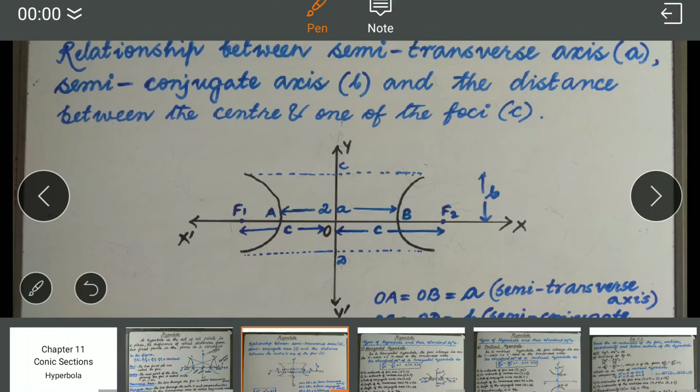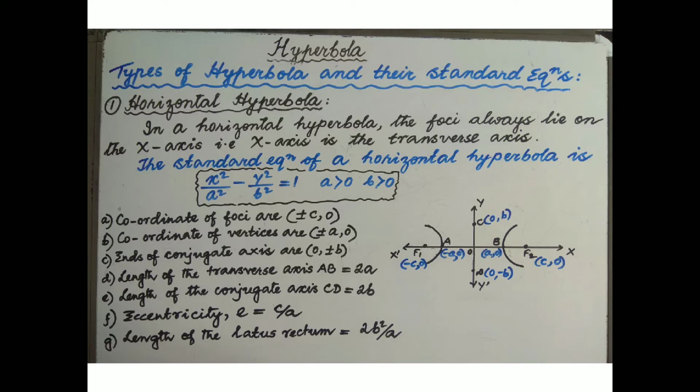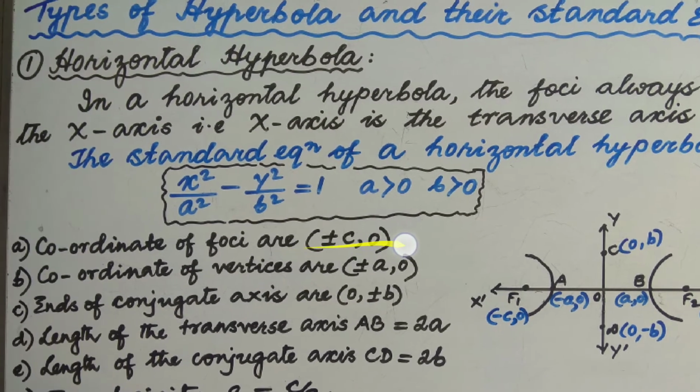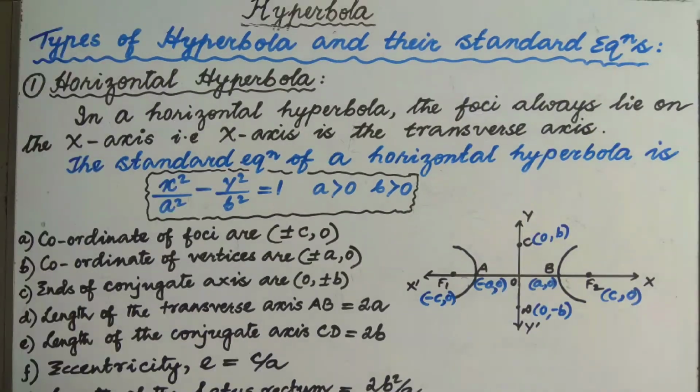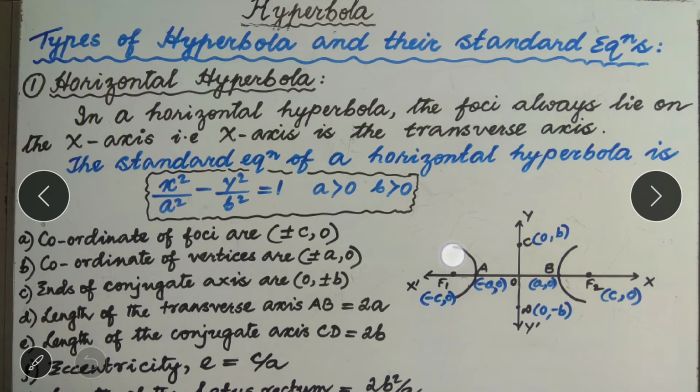Next, after this, types of hyperbola and their standard equations. The first is horizontal hyperbola. Now, look at the definition. In a horizontal hyperbola, the main important point is that the two foci should lie on the x-axis. See here, F1, F2 are lying on the x-axis. So whenever you see F1, F2 lying on the x-axis, what do we conclude? It will be a horizontal hyperbola.